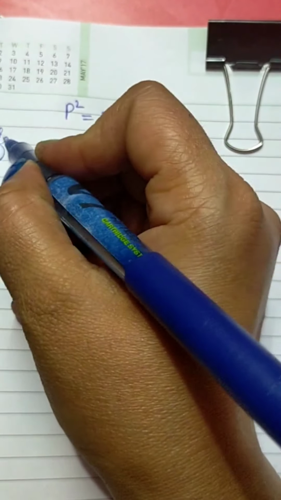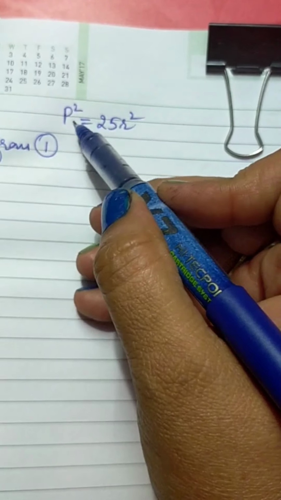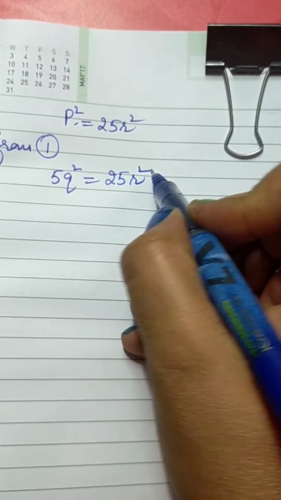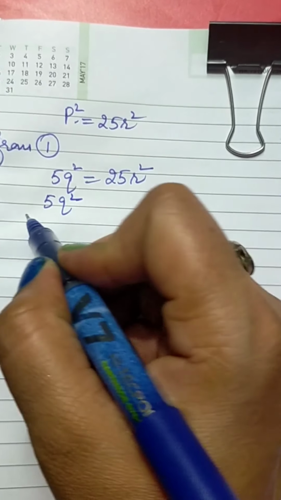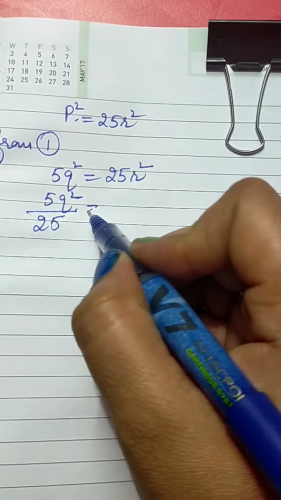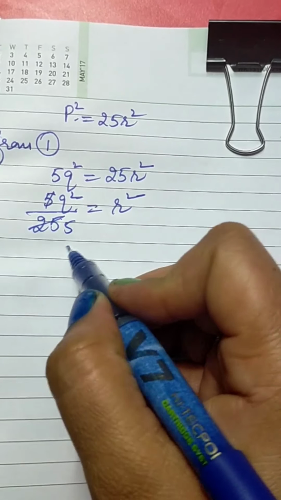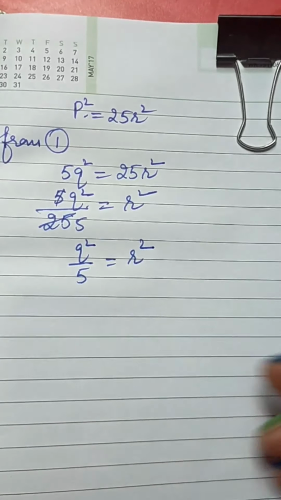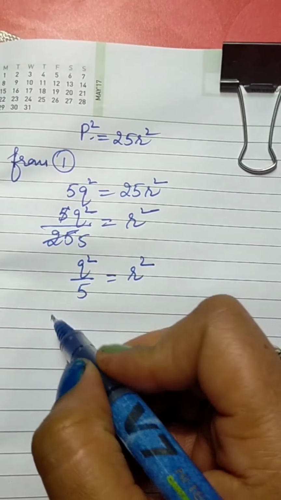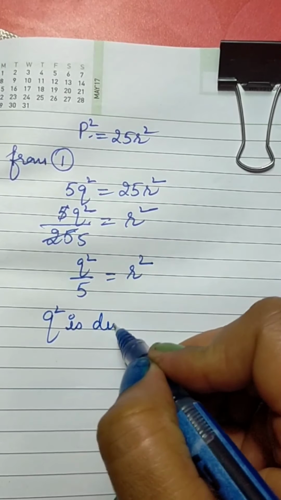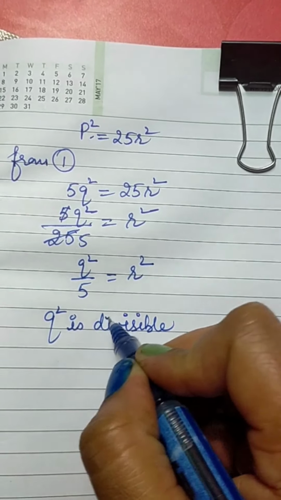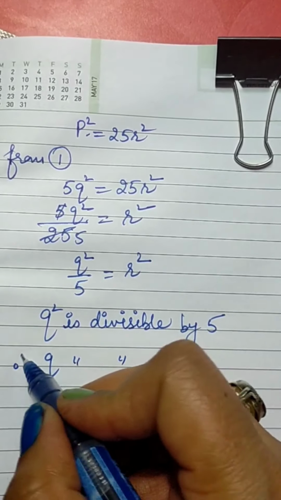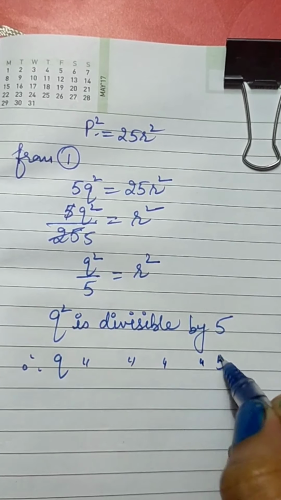So from first, I am going to put the value of p square, that was 5q square, and rest part is as such. So 5q square here only, this 25 goes over here. So what we are left with, q square over 5 is equal to r square. That means q square is divisible by 5. If q square is divisible, that means q is also divisible by 5.